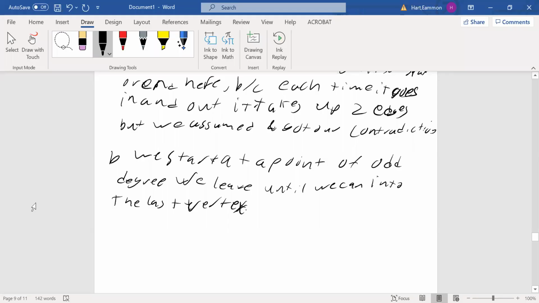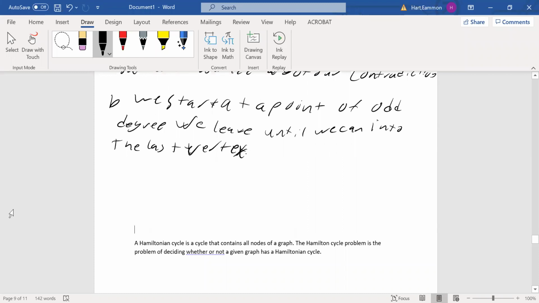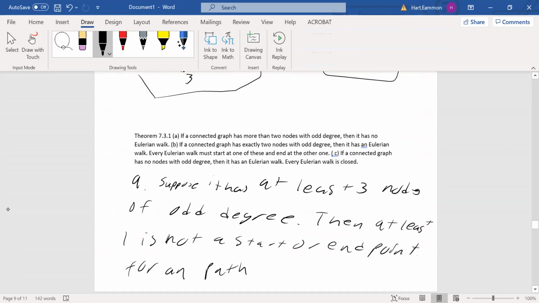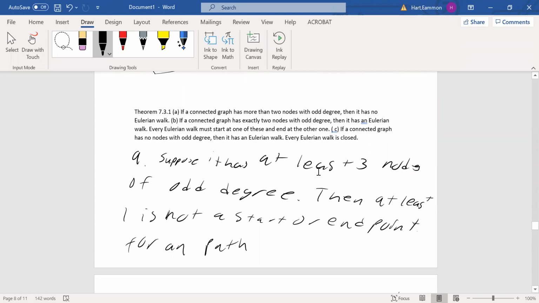So I'm not gonna bother fleshing out the proof for B. You can pull it up and check it in the textbook, but the textbook leaves C as an exercise for the reader. So I'll prove C with the assumption that we've proven B. So to show you guys, if a connected graph has no nodes with odd degree, then it has an Eulerian walk, and every Eulerian walk is closed.